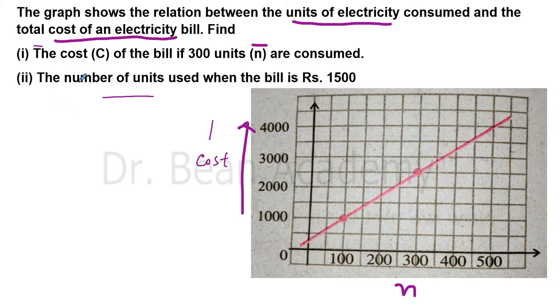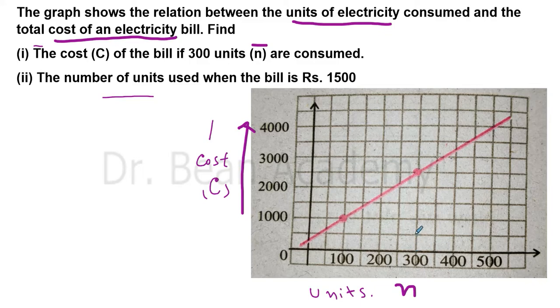So the first question is the cost C, and these are the units of electricity. The first question asks for the cost of the bill if 300 units are consumed. So a user consumed 300 units, and we want to know the cost of electricity for that user. It's easy because the horizontal axis is showing the units of electricity, and we just need to find the number 300. Here is 300.